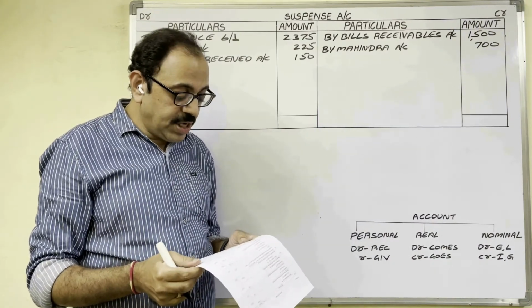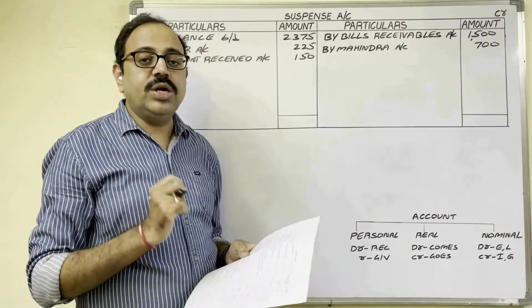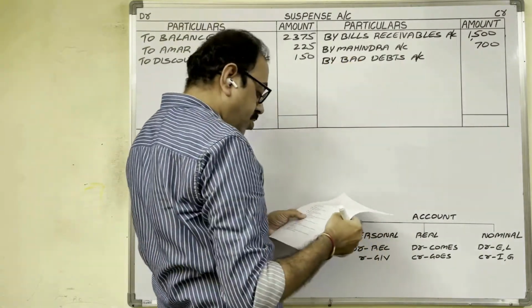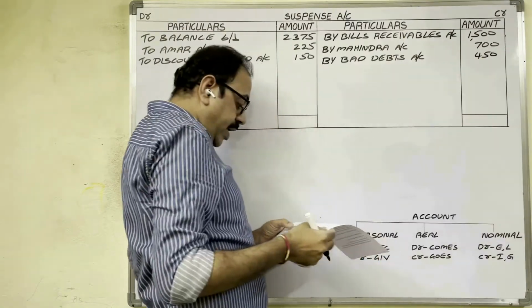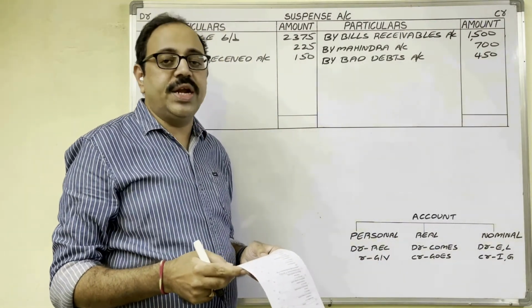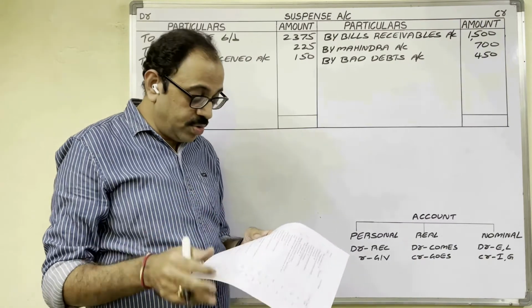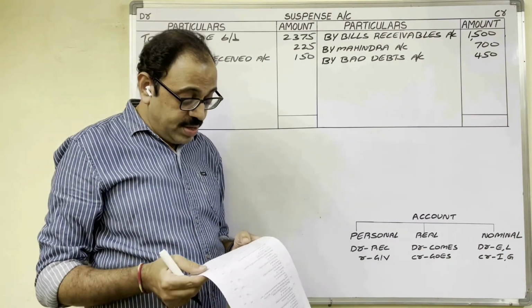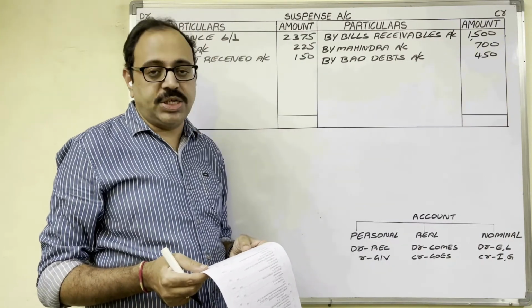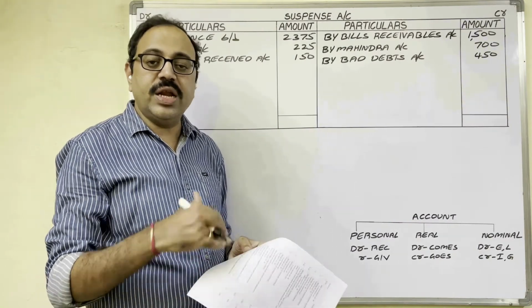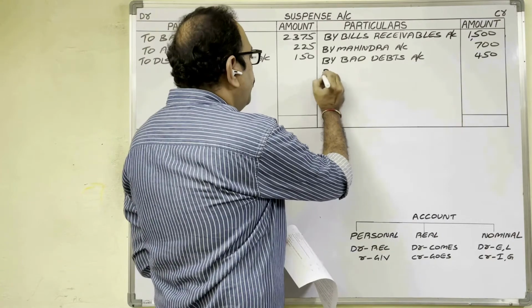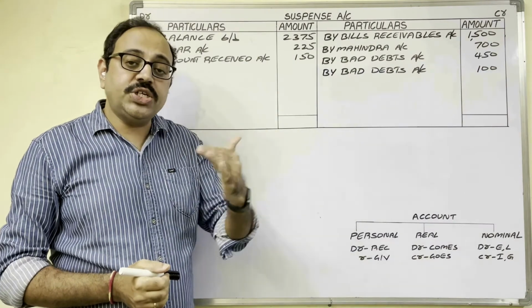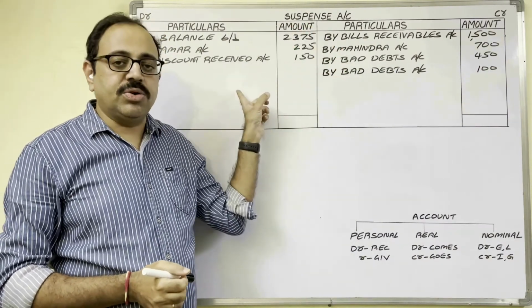Seventh one, bad debts account debit to suspense account. Suspense account is credited. Therefore, credit side we should post. By bad debts account, amount 450 rupees. Eighth, goods in transit account debit to trading account. Here suspense account is not there. Ignore it. Ninth, trading account debit to closing stock account. Suspense account is not there. Tenth, bad debt account debit to suspense account. Suspense account is credited. So credit side we should post. By bad debts account, amount 100 rupees. Thus, all rectification of error entries we should post in suspense account.